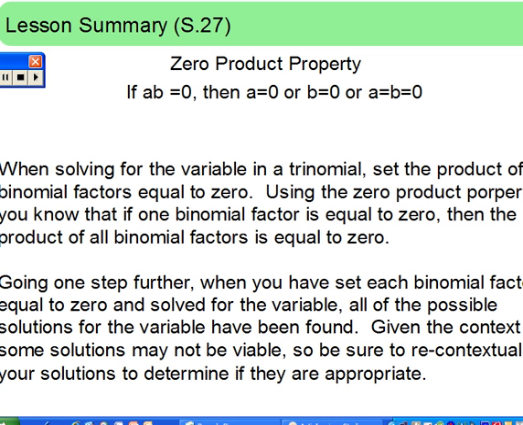All right, so let's go ahead and look at this lesson summary on page 27. The zero product property: if two numbers multiplied together equals 0, then either one equals 0 or both equal 0. When solving for a variable in a trinomial, set the product of the binomial factors equal to 0. Using the zero product property, you know that if one binomial factor is equal to 0, then the product of all the binomial factors is equal to 0.